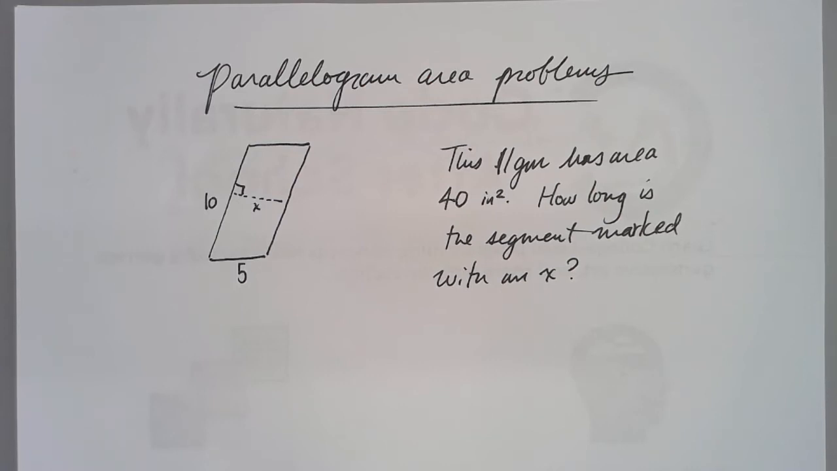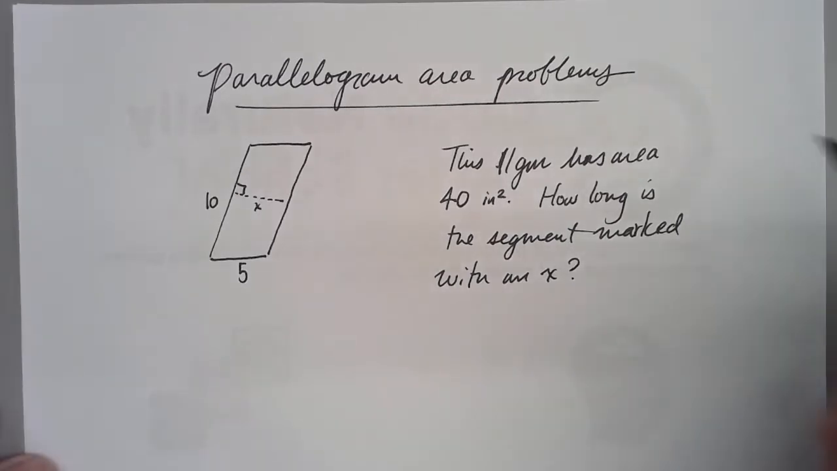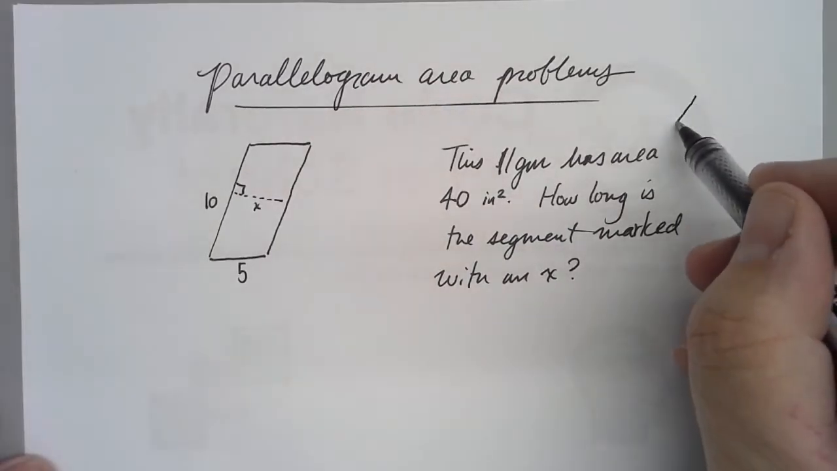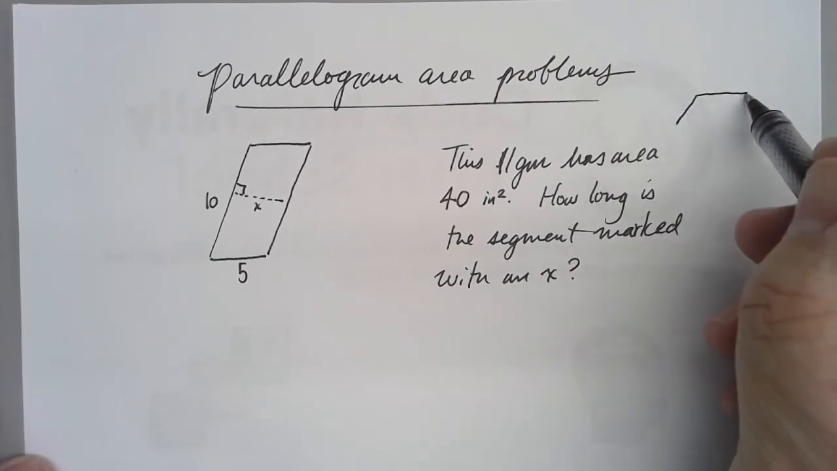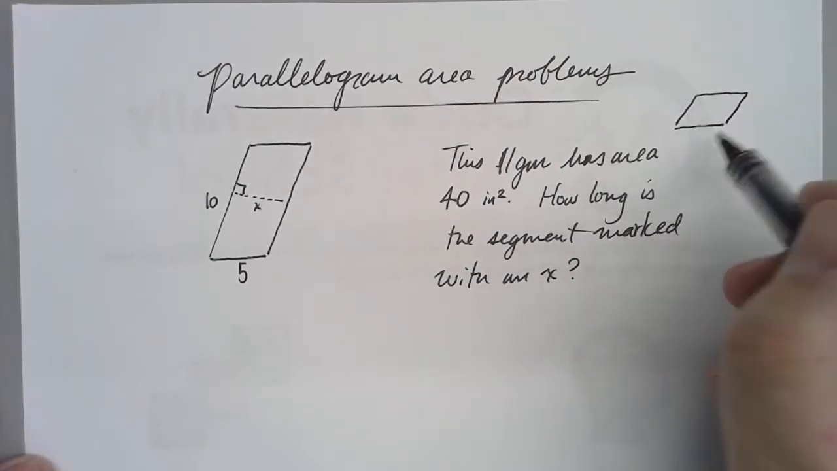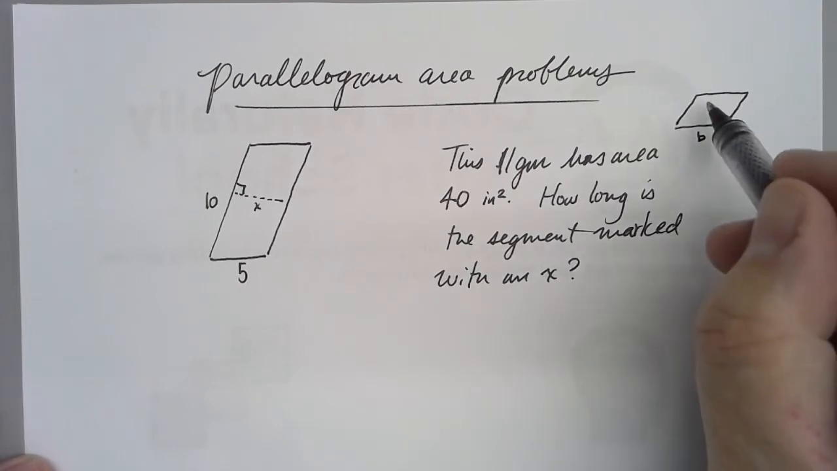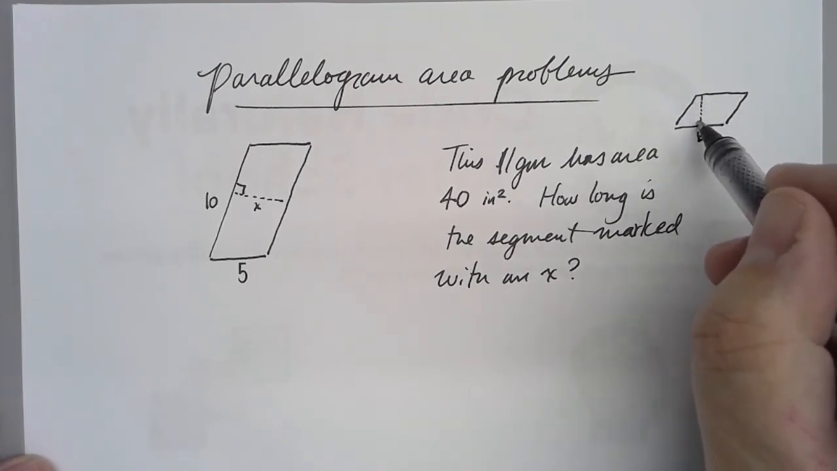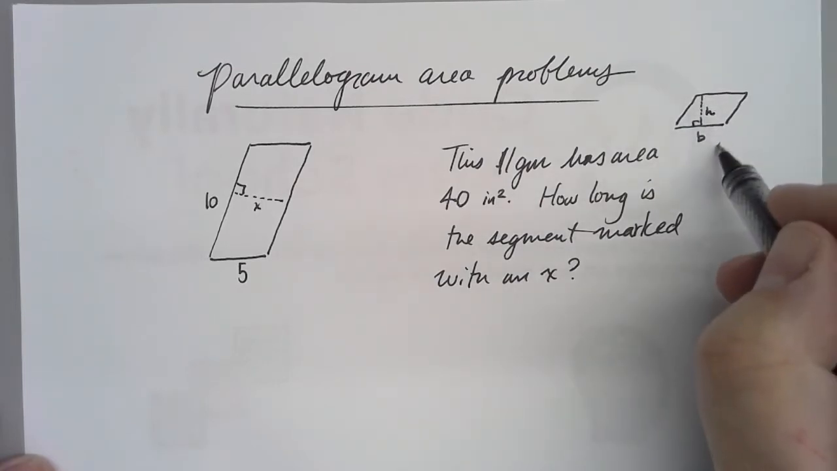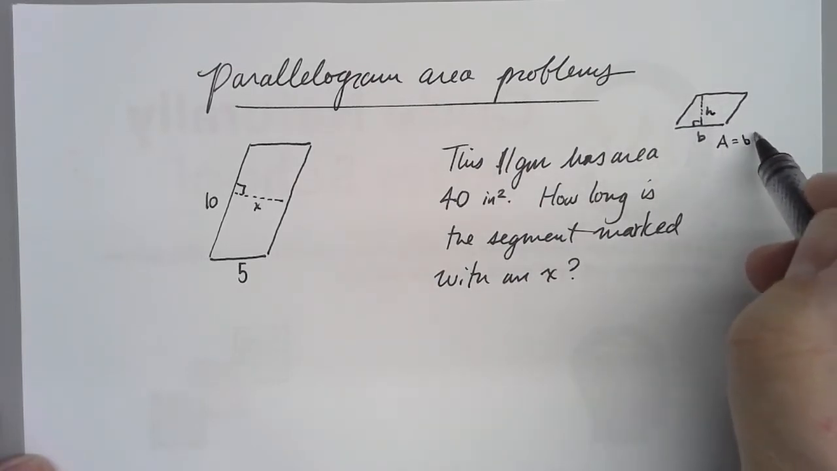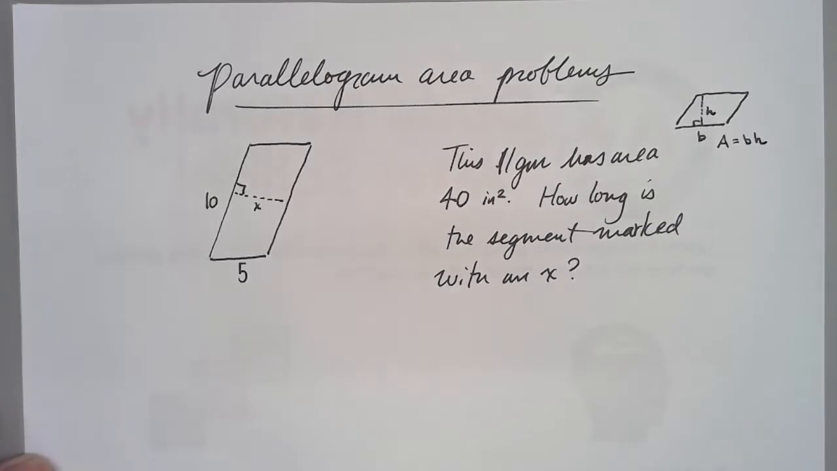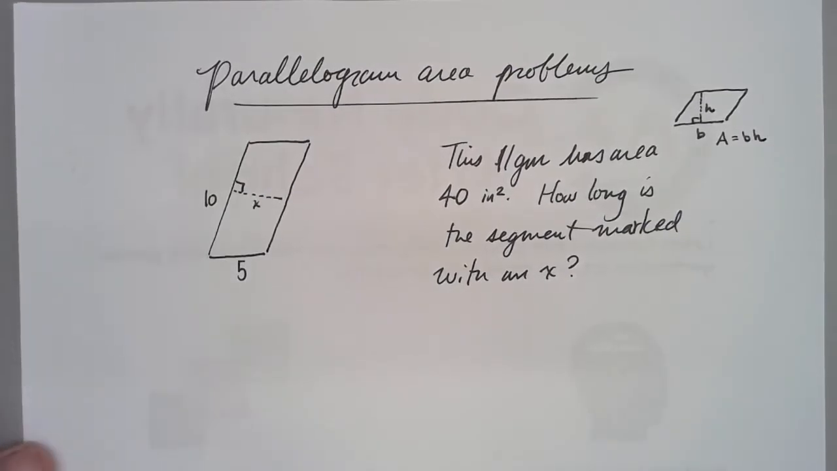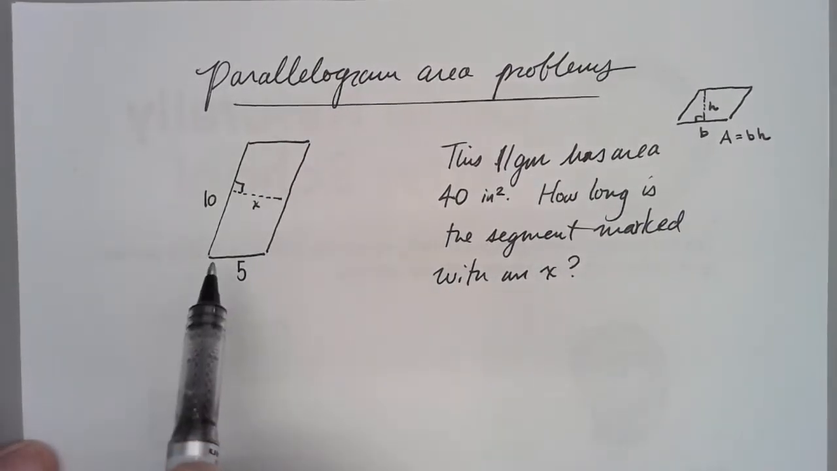In this video, we're going to look at three examples of problems that use the parallelogram area formula. Recall from the previous video that the way to get the area of a parallelogram is you have a side that's the base. The perpendicular distance from base to base is called the height. Then the area is those two things multiplied together: base times height.